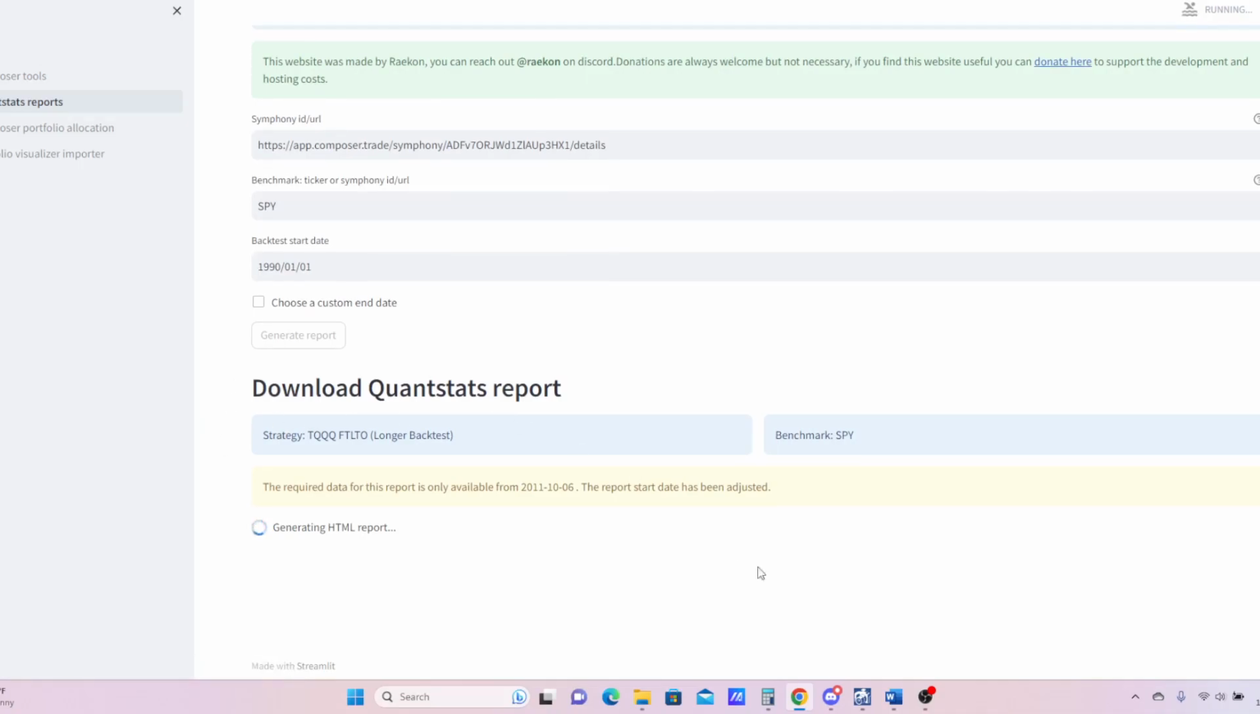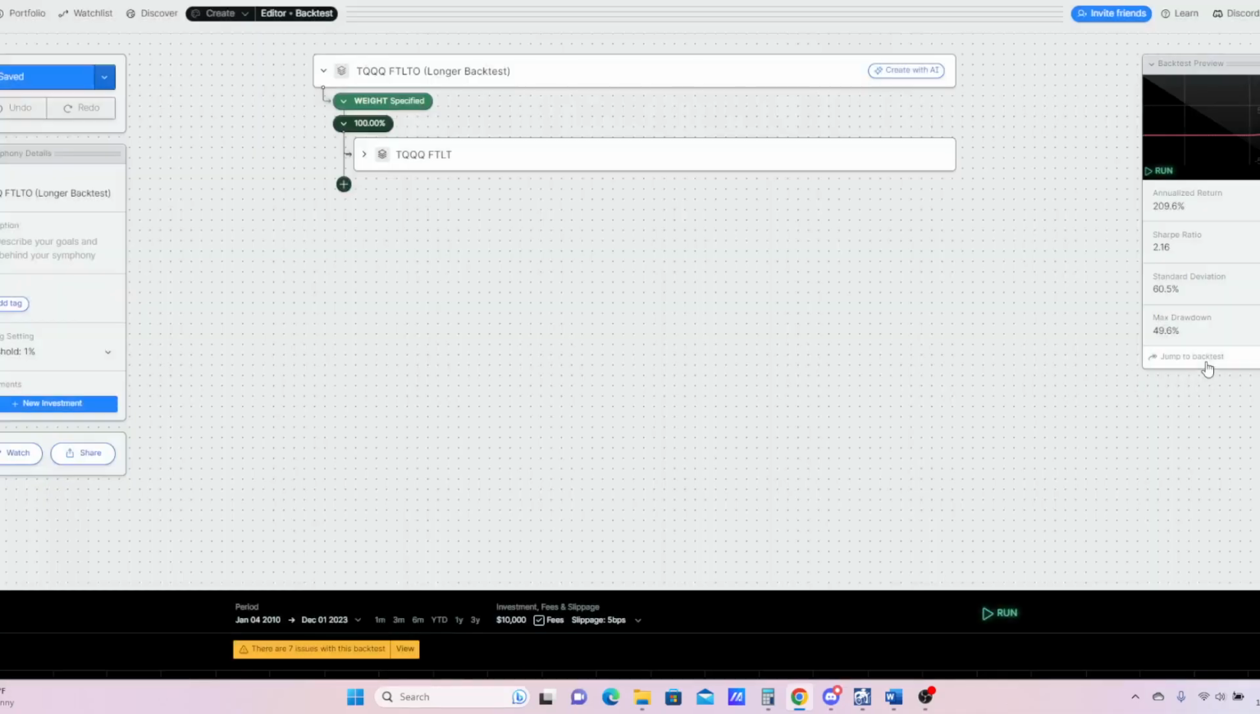So yeah, this is an example of a high risk, high reward symphony. Since 2011, this one has an annualized return of about 210% with a max drawdown of about 49.6%. So super high risk.